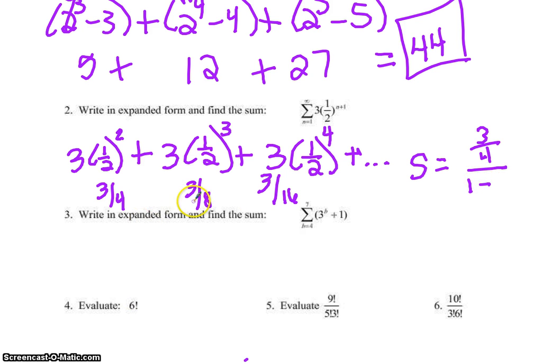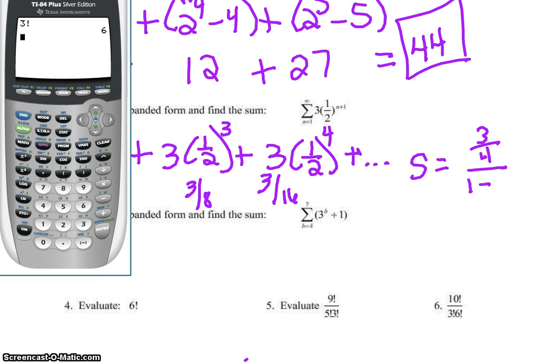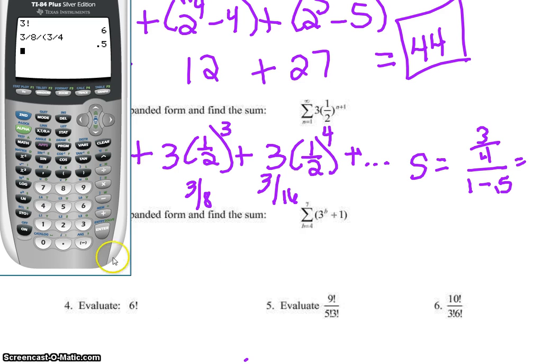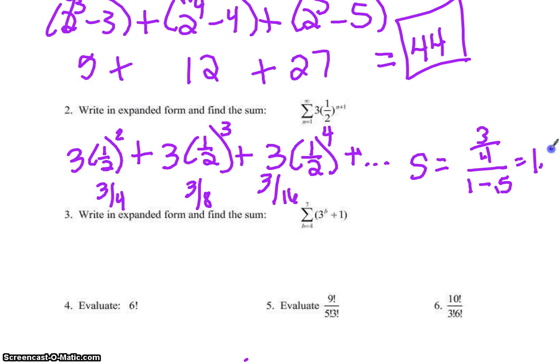So to find your sum, it's the first term, which is 3/4, over 1 minus your r. Well, if you take 3/8 divided by 3/4, 3 divided by 8 divided by open 3 divided by 4, you get 0.5. So it's 1 minus 0.5. And so then if you put that in your calculator, you would say 3 divided by 4 divided by 1 minus 0.5, and you get 1.5, and that is your final answer. Okay, 1.5 is your sum. So you can't forget what you already know.